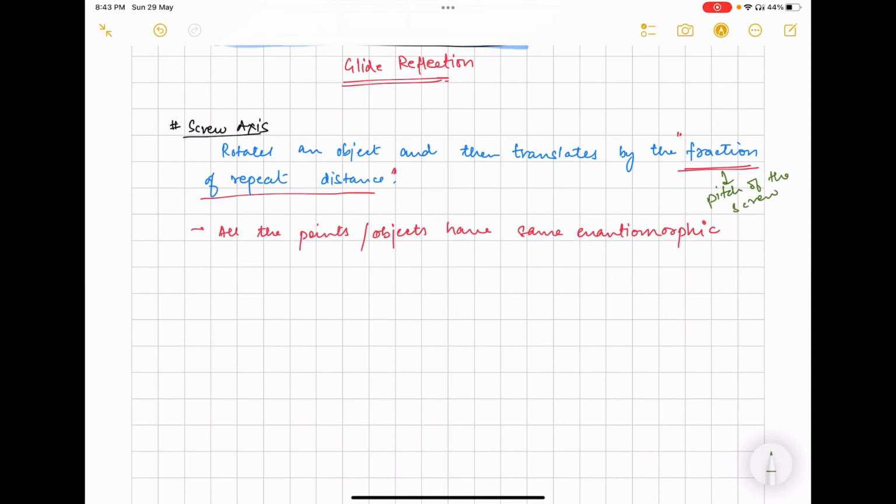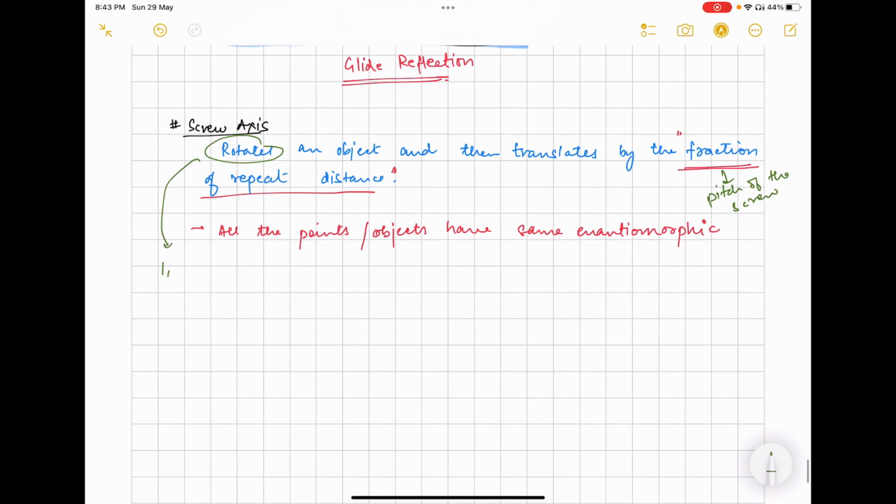This fraction is termed as the pitch of the screw. Now, for rotations, we clearly know there exist only 1, 2, 3, 4 and 6 fold, as per crystallography. So, the screw axes that can be considered are 2_1, that is a two-fold rotation and a translation of 1 by 2 of the lattice translation vector.